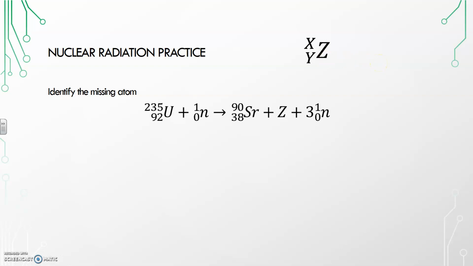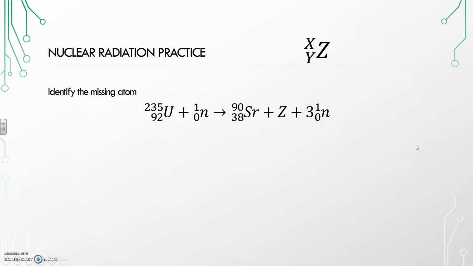Alright, so identify the missing atom. We have one atom of uranium-235 being hit with a neutron, and then it's going to split into Sr-90, and then Z, which is our unknown, and also 3 neutrons. With these, all you have to do is add up the top numbers and set them equal to the top numbers on the other side, and then do the same with the bottom.